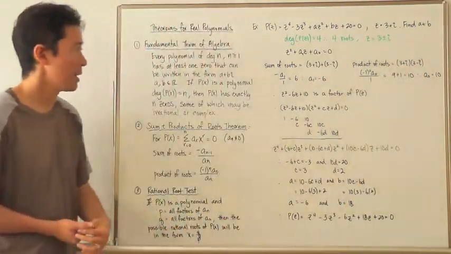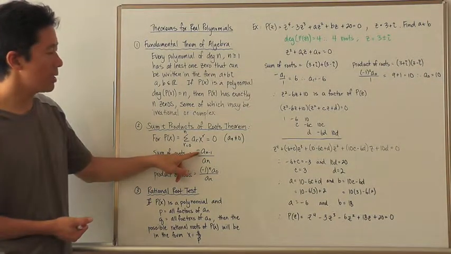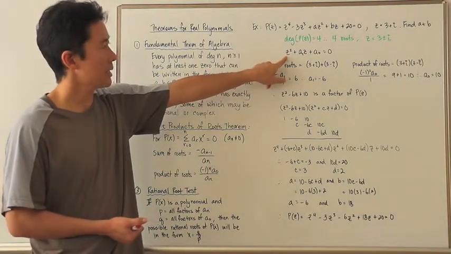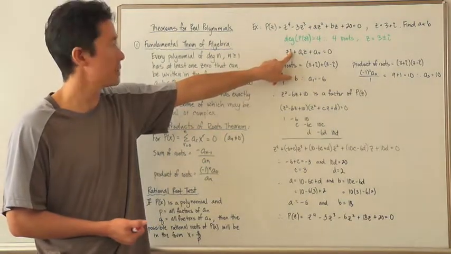Now, if I take a look at what the sum of the roots is, the sum of the roots is going to be the opposite of a sub n minus 1. Now, when we take a look at this here, the value of n is 2 because this is a second degree equation.